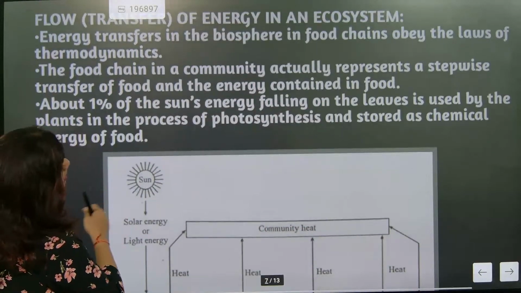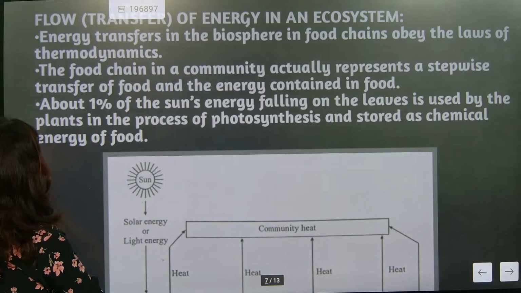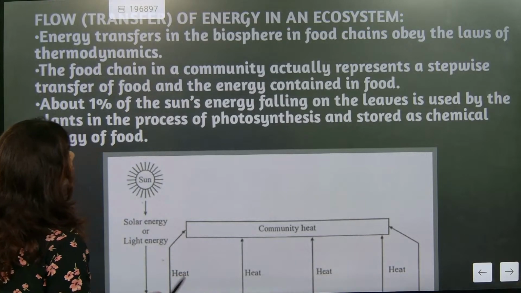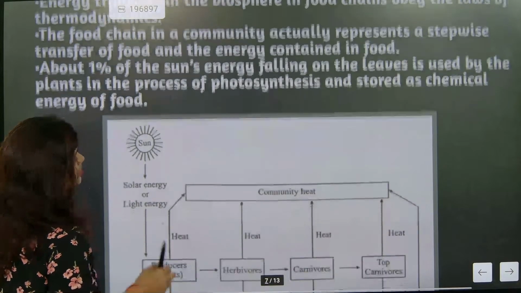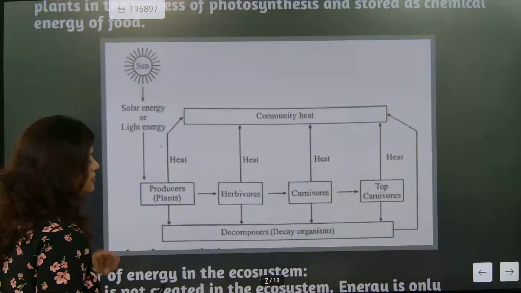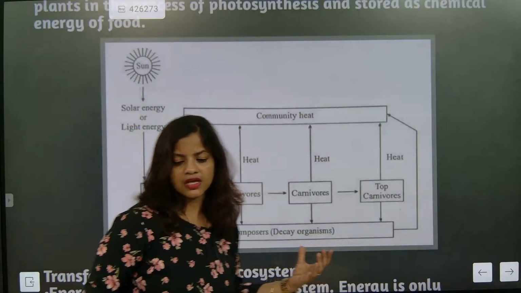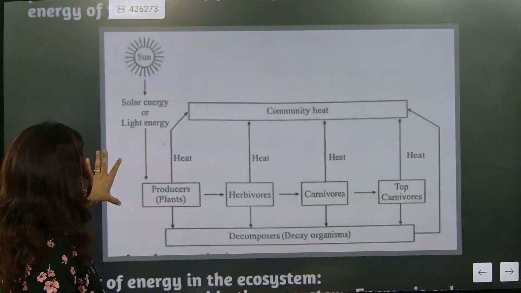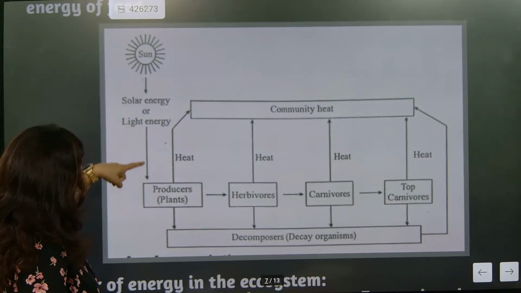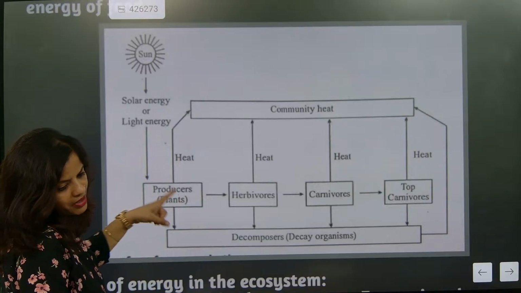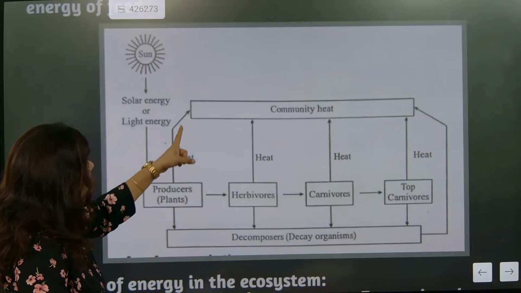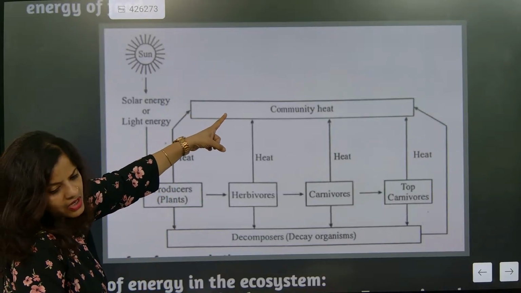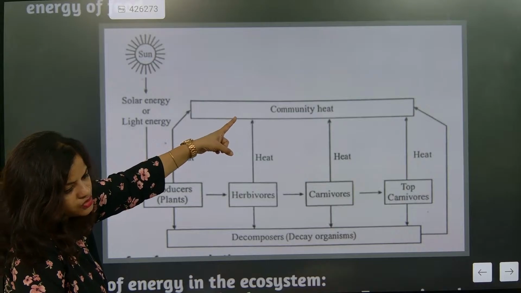The food chain in a community actually represents the stepwise transfer of food and the energy contained in food. About 1% is exactly used. Now, beta, please remember this part, decomposer. Can you check the arrows? The arrows are very, very important. The sun energy or light energy is utilized by the producer plant. After utilization, whatever energy is released is used as heat.